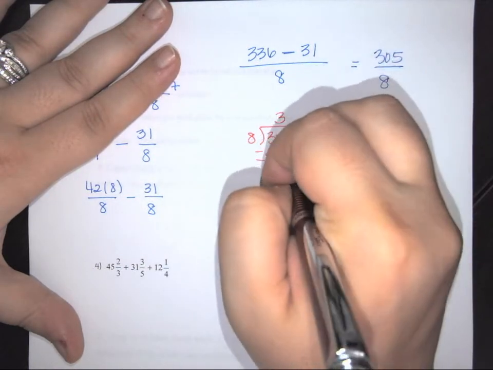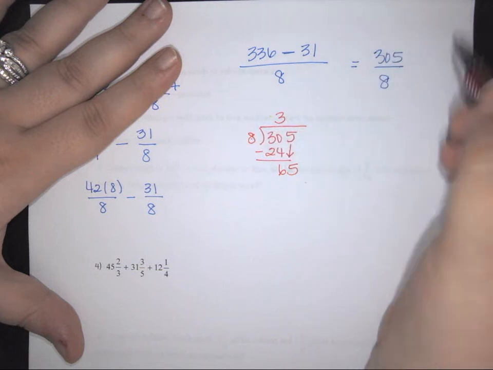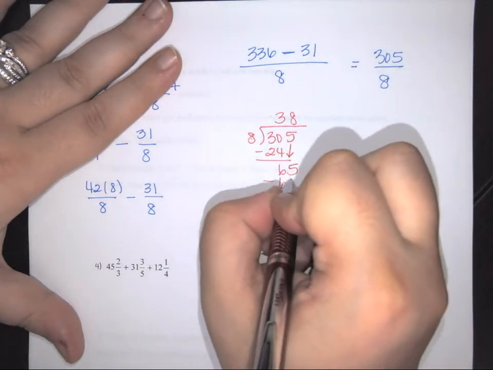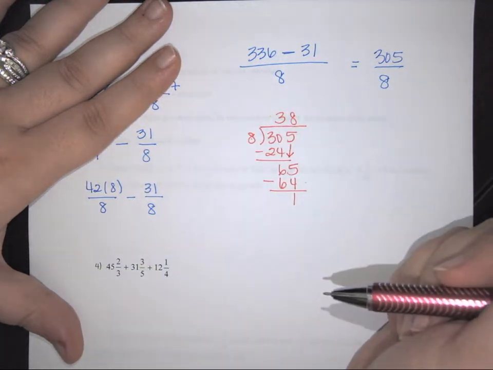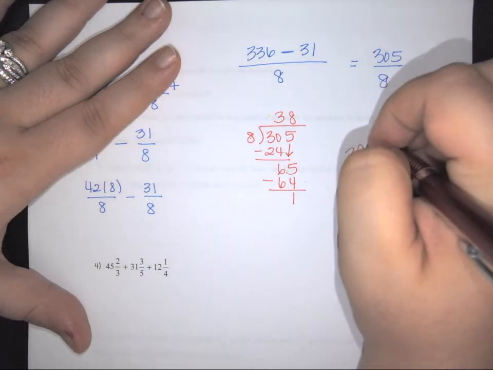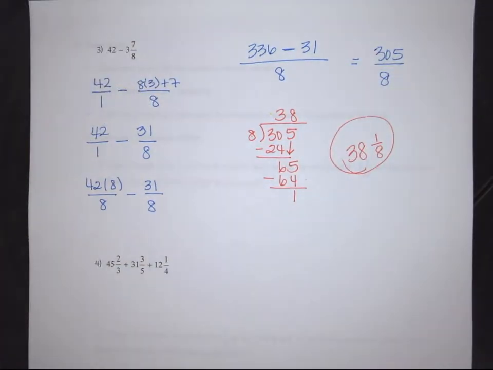Drop down that 5. And we look at how many times does 8 go into 65? Well, it's 8 times. Subtract away 64 leaves me with 1. 8 does not go into 1, so this means I have 38 and 1/8 as my answer.